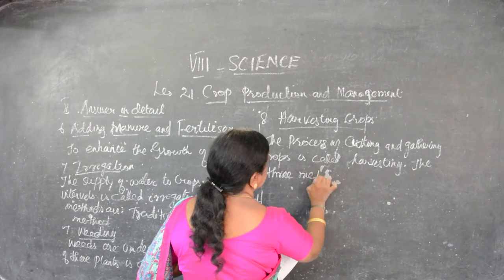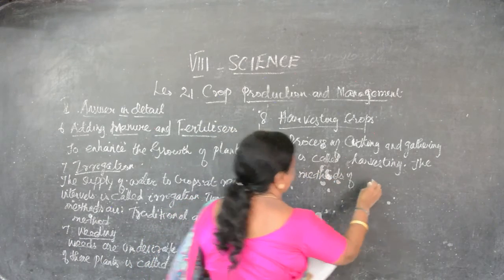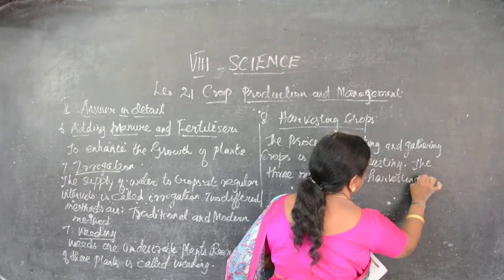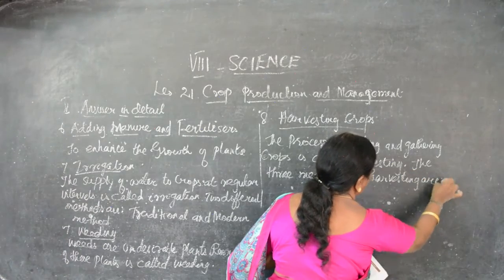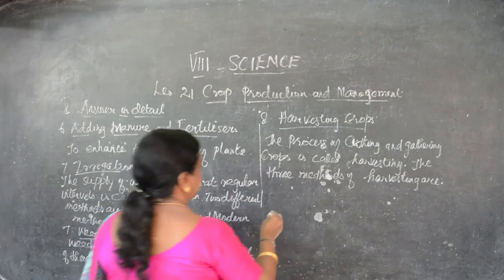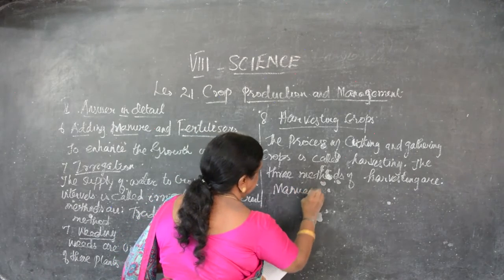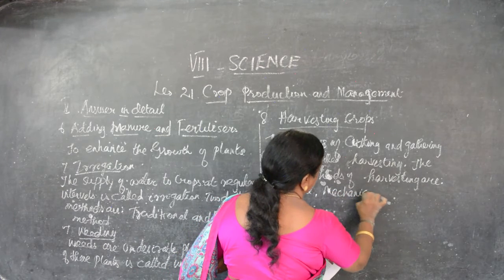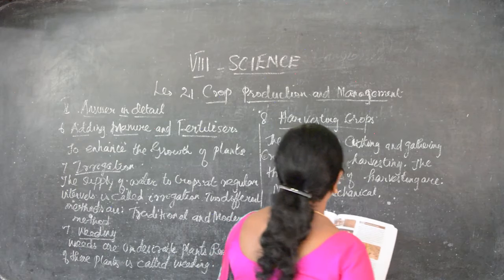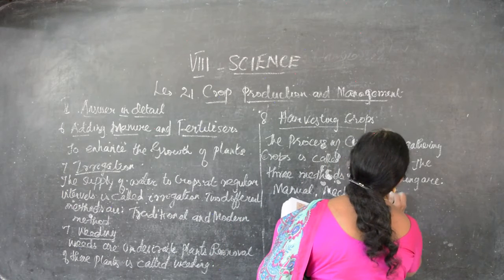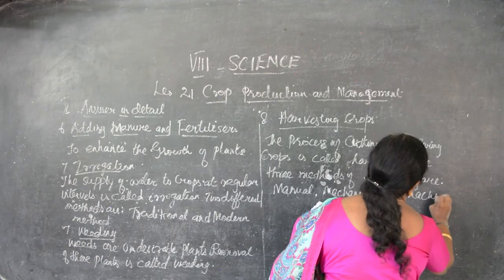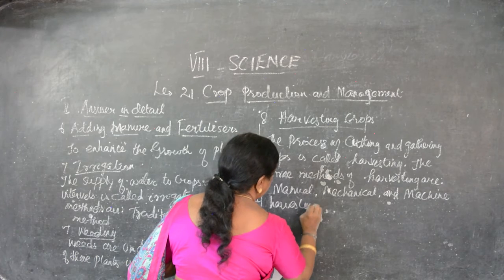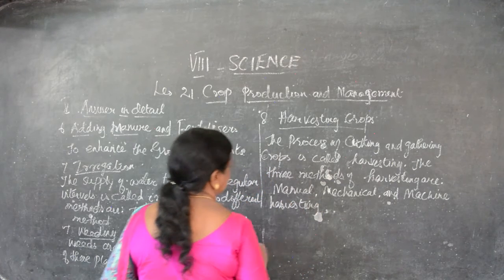The three methods of harvesting are manual, that is by man, mechanical, by machine, and machine harvesting.